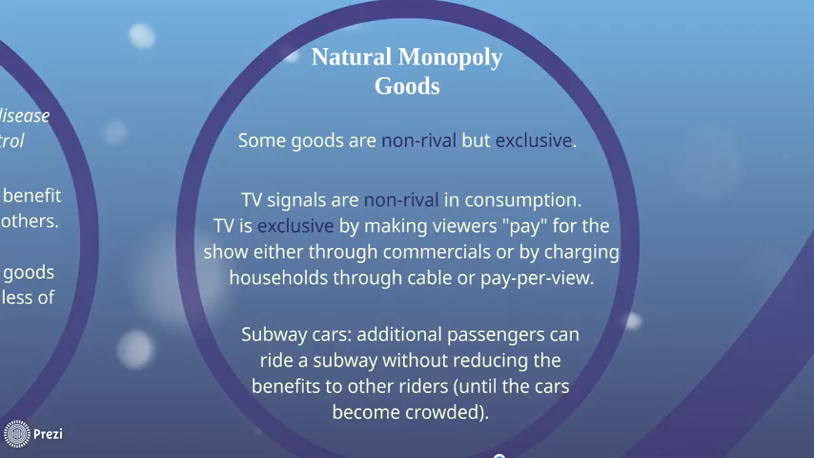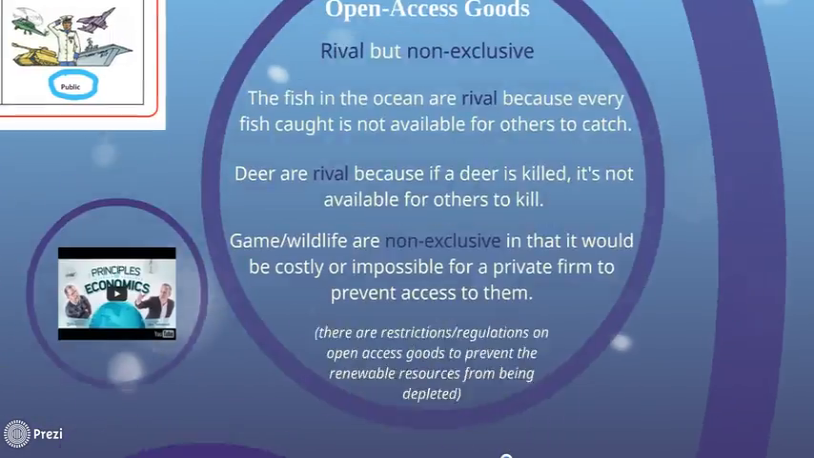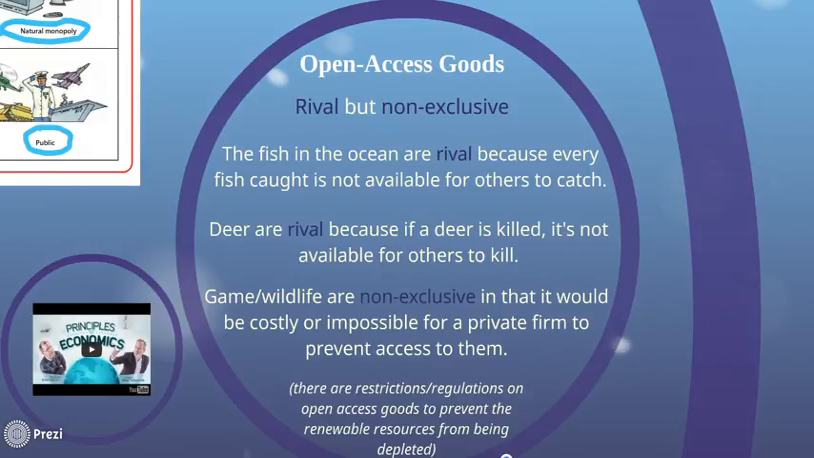Subway cars. An additional passenger can ride a subway without reducing the benefits to other riders, of course, until the cars become overcrowded. And then the last example is open access goods. An example of an open access good would be fish in the ocean, deer out in the woods, game and wildlife.